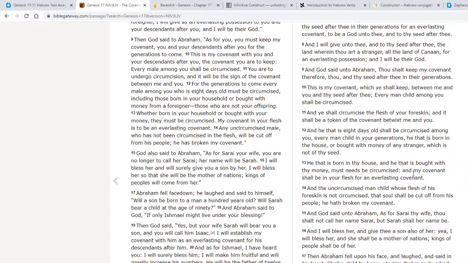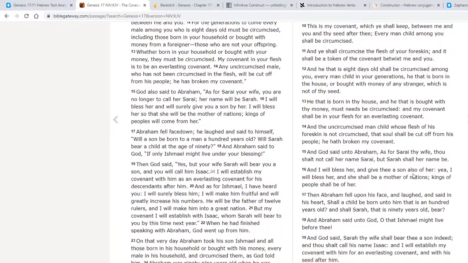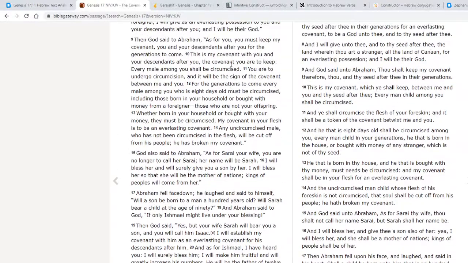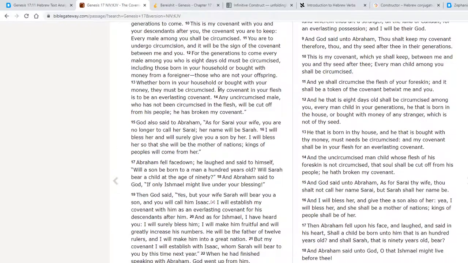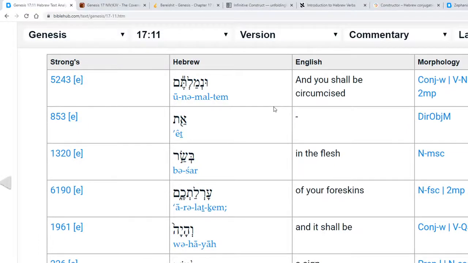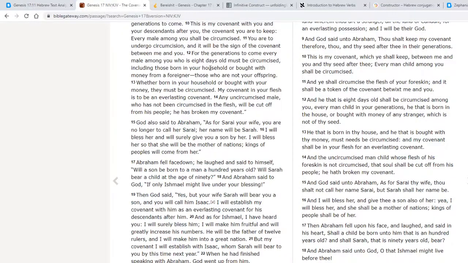Okay, let's look at verse 11, King James. And ye shall circumcise the flesh of your foreskin, and it shall be a token, right, as a sign, token, of the covenant betwixt me and you. Yeah. And this is NIV: you are to undergo circumcision, and it will be the sign of the covenant between me and you. Undergo, yeah, I guess.